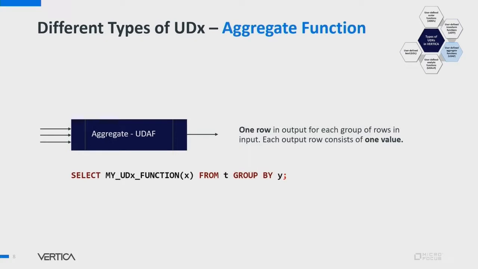Another type of function is the aggregate function. Basically, it is a function similar to what we have in Vertica, like min, max, sum, that returns a single value for a group of rows. To use it, you simply specify the function name, and then you have to add a group clause.